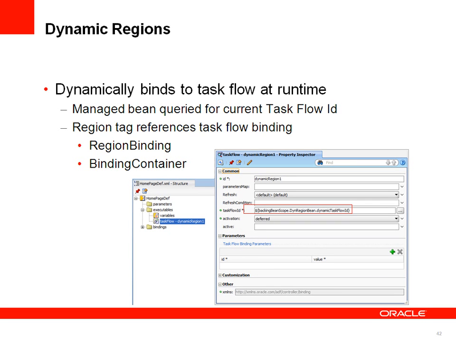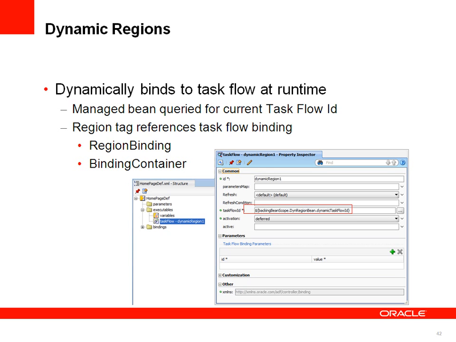So dynamic regions are configured exactly as static regions. The difference is in the task flow ID reference. This points to a managed bean, and you can see here that the managed bean is configured in backing bean scope, and that the method it accesses is the dynamic task flow ID. So there is a property it tries to get, the current document name and ID of the bounded task flow to show in the region.